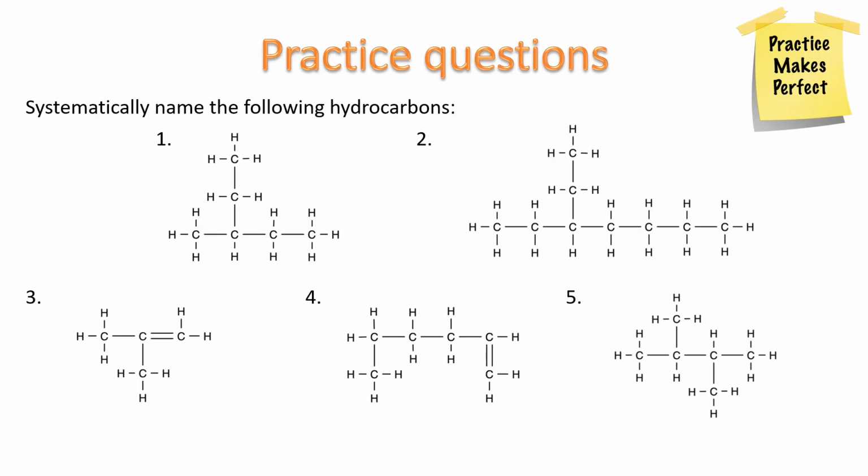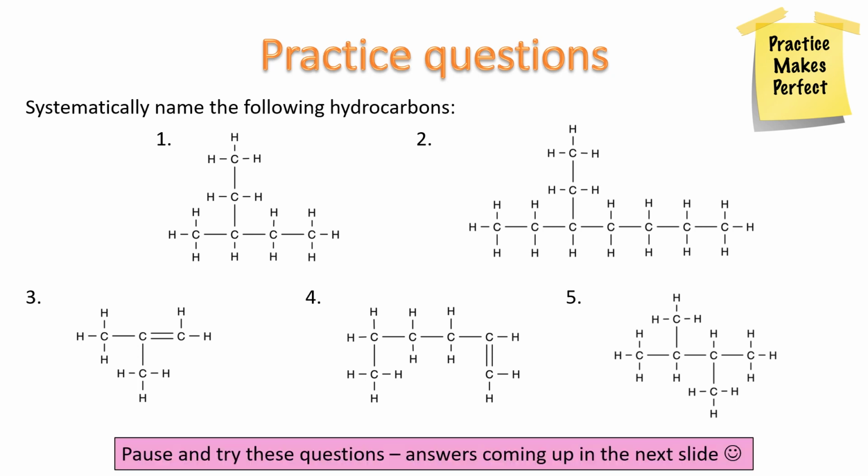Okay, so we have 5 example questions now to systematically name. Now 1 to 4 are the ones that we have already covered in terms of practicing our longest chain and identifying our branches. So if you need to refer back to the previous answers, please do that. Number 5 is one for you to try completely on your own. So for number 5, you'll have to identify the longest chain yourself, identify and name any branches yourself, and then do the remaining steps as well. So if you pause here, try the questions, the answers will be coming up in just a little while.